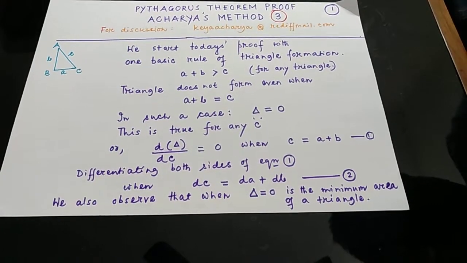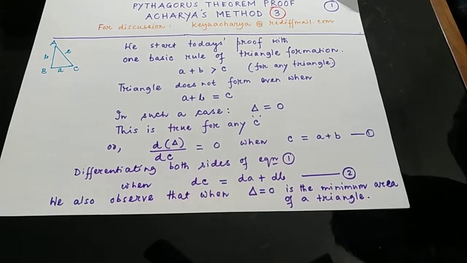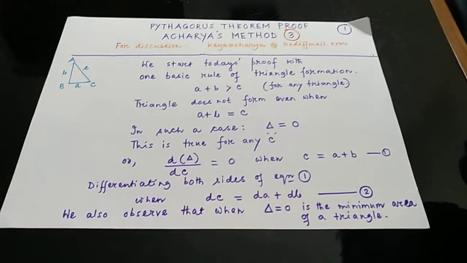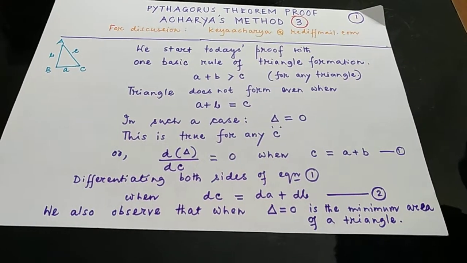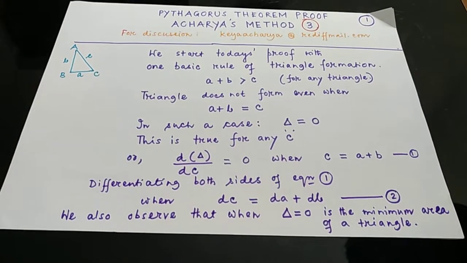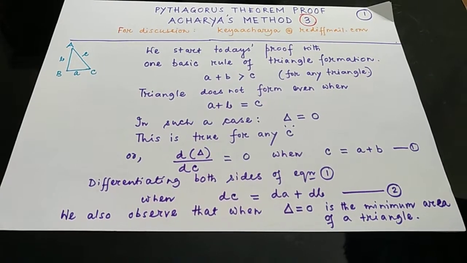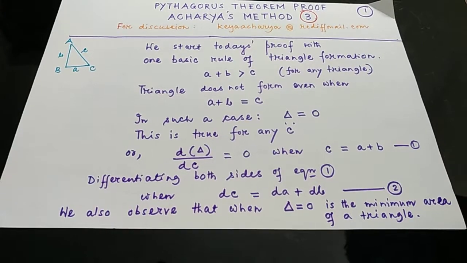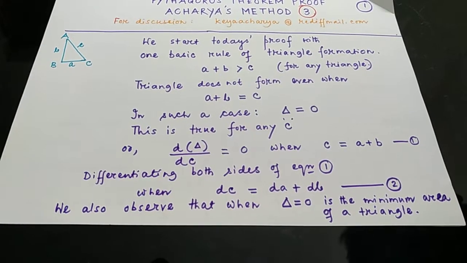For this triangle, a plus b is greater than c, which is also valid for any other triangle, may not be a right angle triangle. So a triangle doesn't form when a plus b equals c. I repeat, when a plus b equals c, a triangle doesn't form. Or in such a case, the area of a triangle becomes 0.